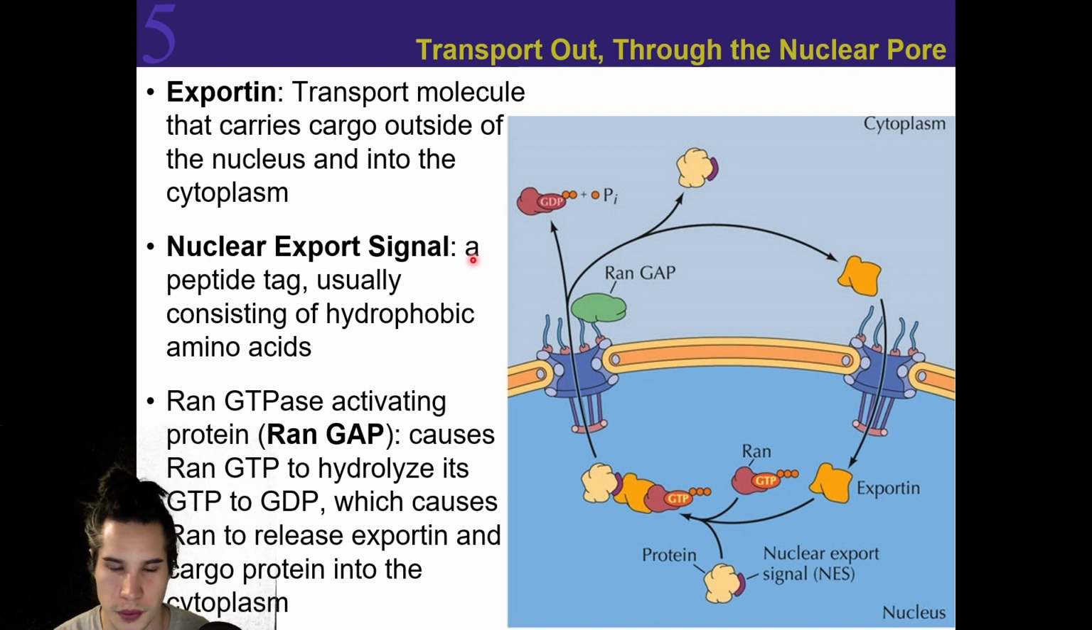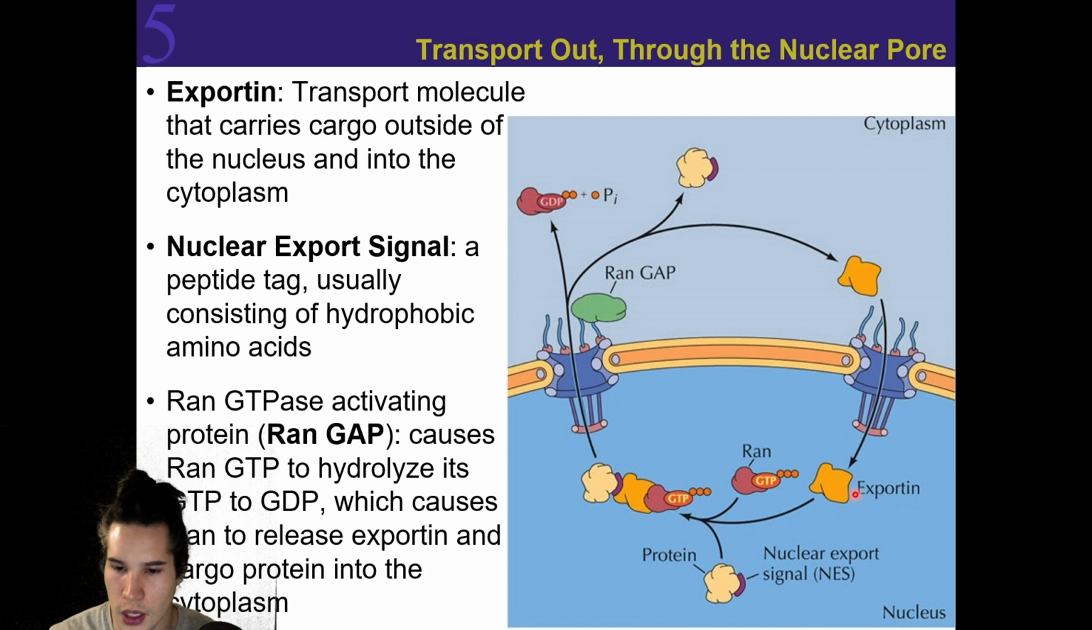So your nuclear export signal is, again, going to be a peptide tag or a sequence of amino acids, usually consisting of hydrophobic amino acids. So it's going to have a chain of hydrophobic amino acids, which has an affinity for particular molecules like exportin. Anyways, our last term here is RAN-GTPase activating protein. All you have to remember is RAN-GAP. So this is going to cause RAN-GTP to hydrolyze into GDP. And that's what's going to cause the dissociation of everything once you get it out of the nucleus, you could say. So it causes RAN to release exportin and the cargo protein into the cytoplasm.